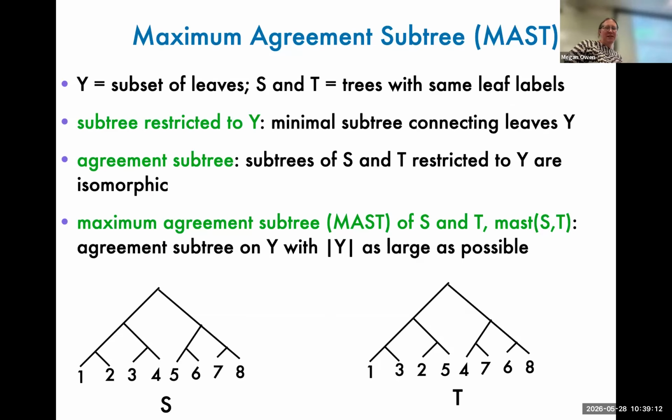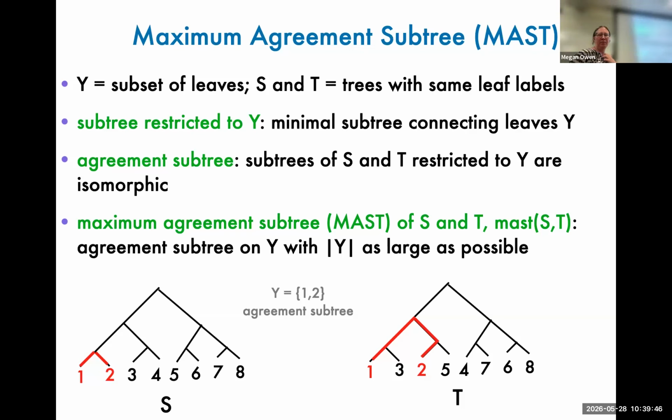And so a maximum agreement subtree is just that you have two trees with the same leaves. And then a subtree restricted to Y, a subset of the leaves, is you just build up the tree from those. So here it's just a pair, but here you would build it up to wherever they join together. So you're basically taking the subtree with only the leaves in Y.